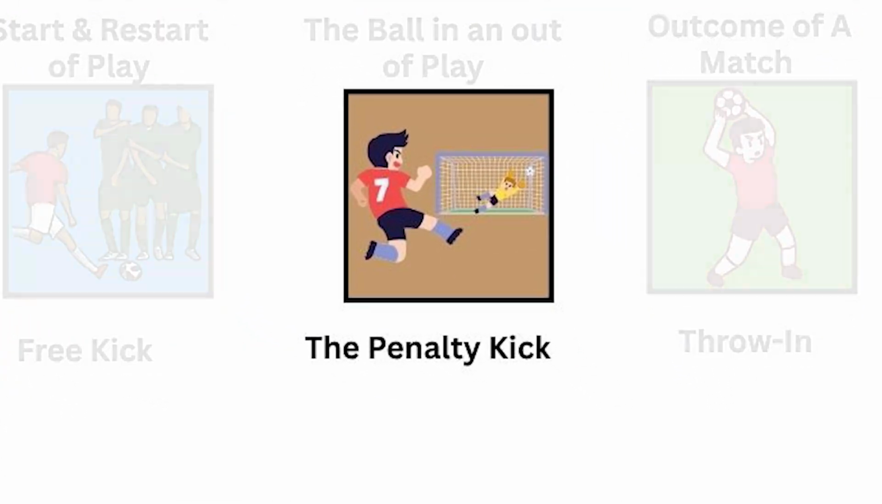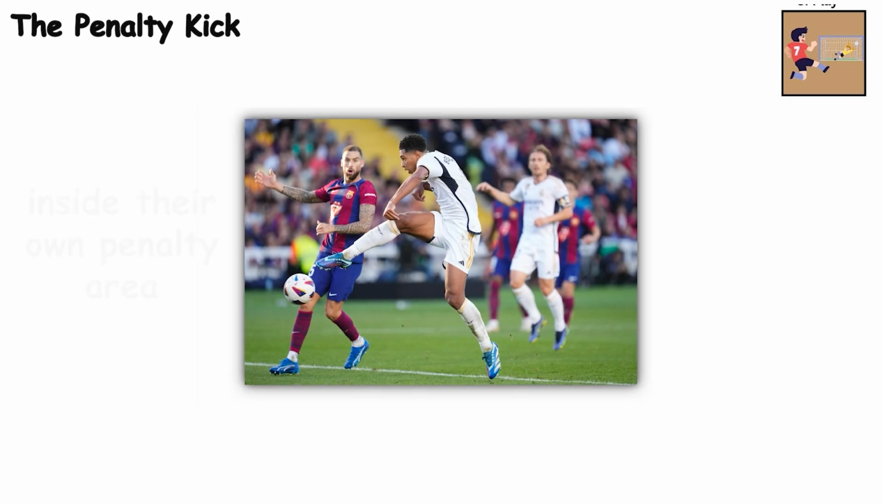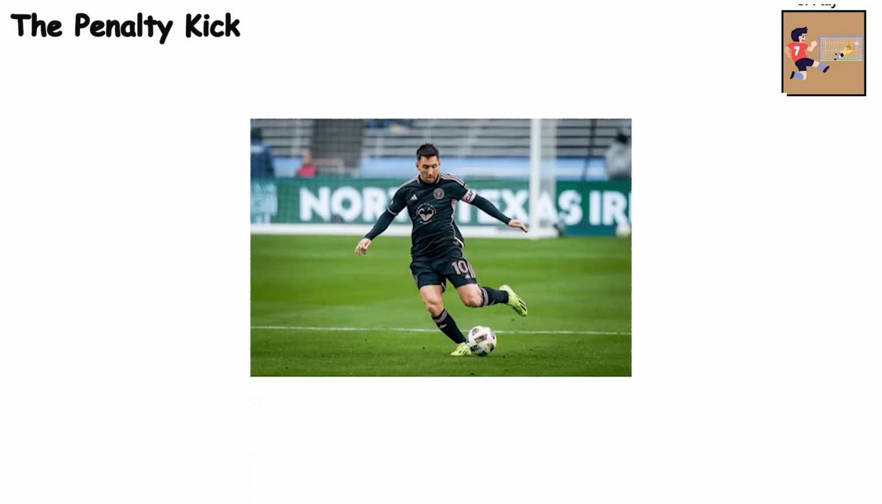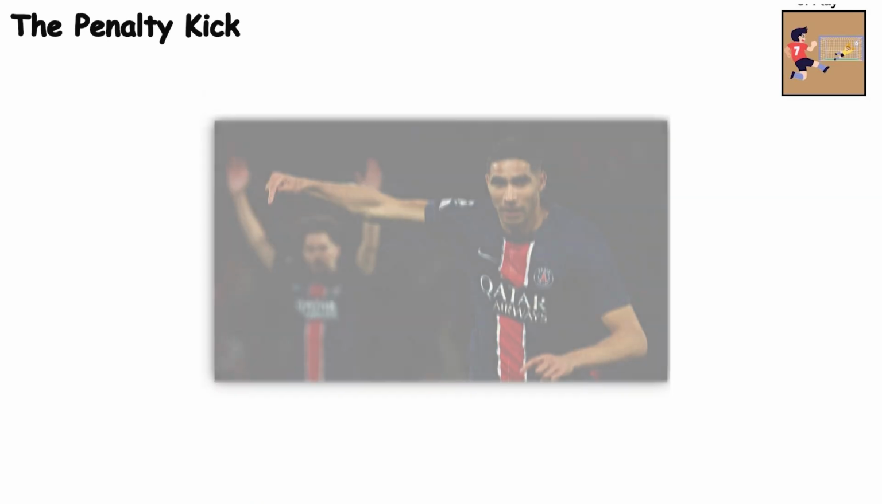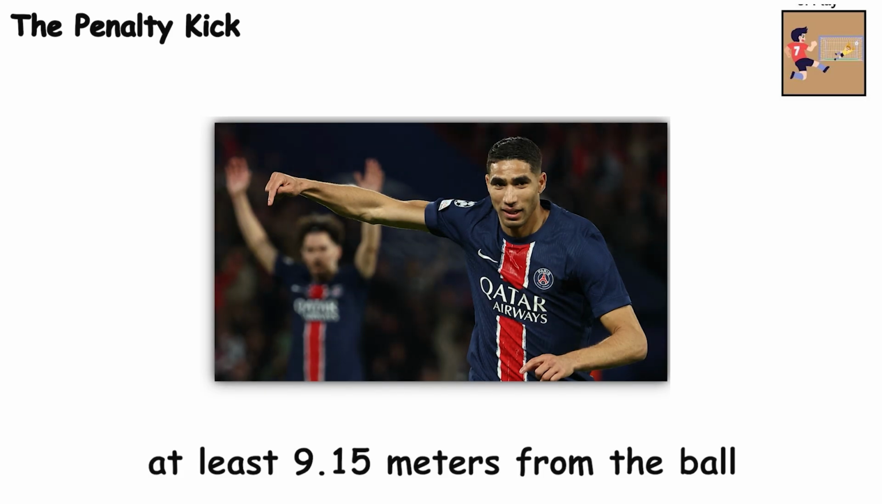Law 14. The penalty kick. When a direct free kick offense is committed by a defending team inside their own penalty area, the referee awards a penalty kick. The ball is placed on the penalty spot, which is 11 meters from the center of the goal line. All players except the kicker and the goalkeeper must stand outside the penalty area, behind the penalty mark, at least 9.15 meters from the ball, and no closer than the edge of the area.